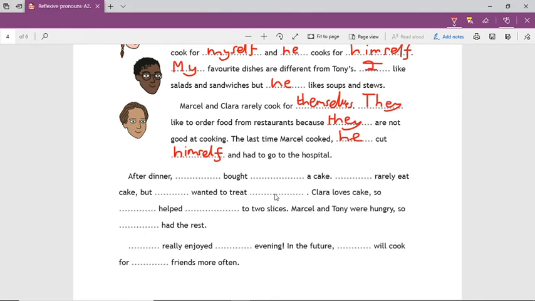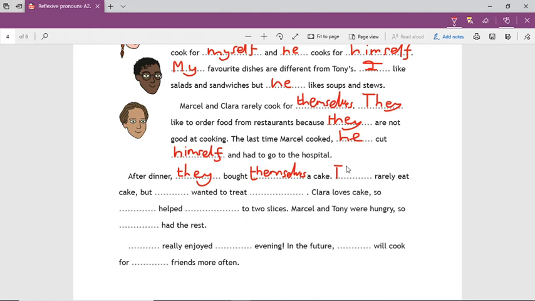So you can actually choose anything here and make it the right one. For example, we're going to use "they" in this situation. After dinner, they bought themselves a cake. Apologies again for the absolutely disgraceful handwriting. They bought themselves a cake.